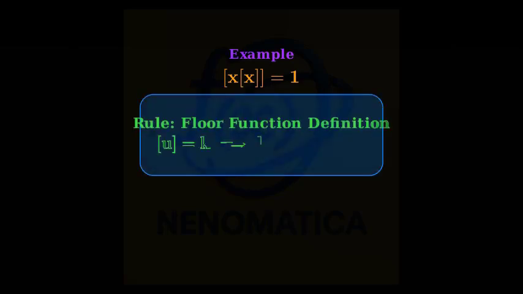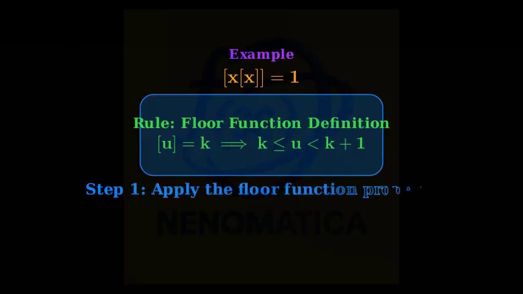Here is the example. The problem is, open bracket x, floor of x, close bracket equals 1. Step 1. Apply the floor function definition. We use floor of u equals k if, and only if k is less than or equal to u and u is less than k plus 1. Therefore, floor of x floor x equals 1 implies 1 is less than or equal to x times floor x, and x times floor x is less than 2.